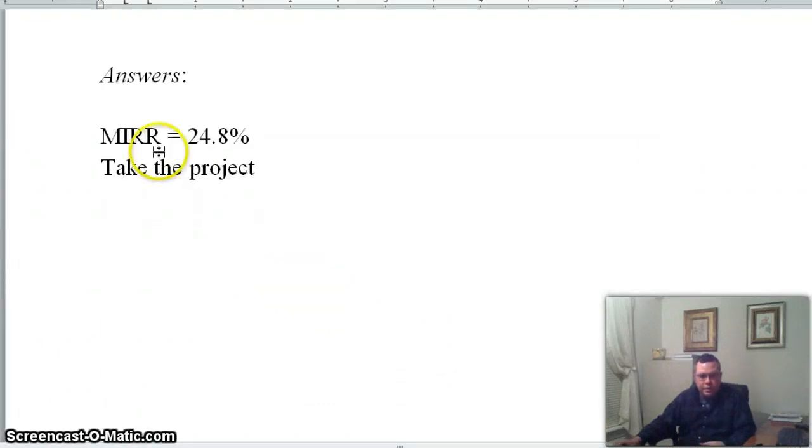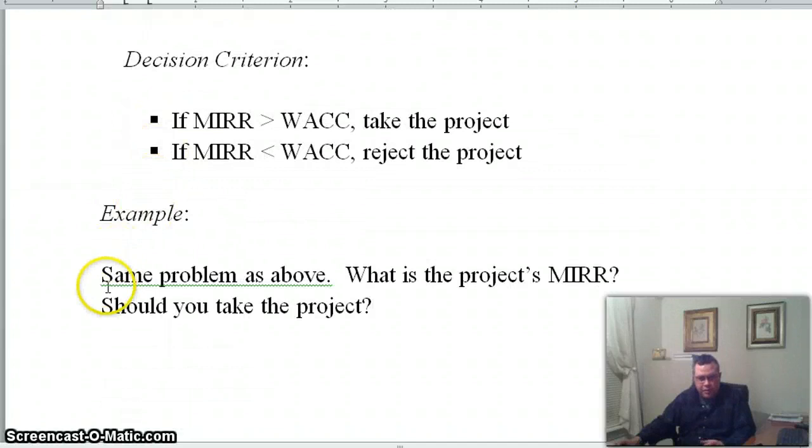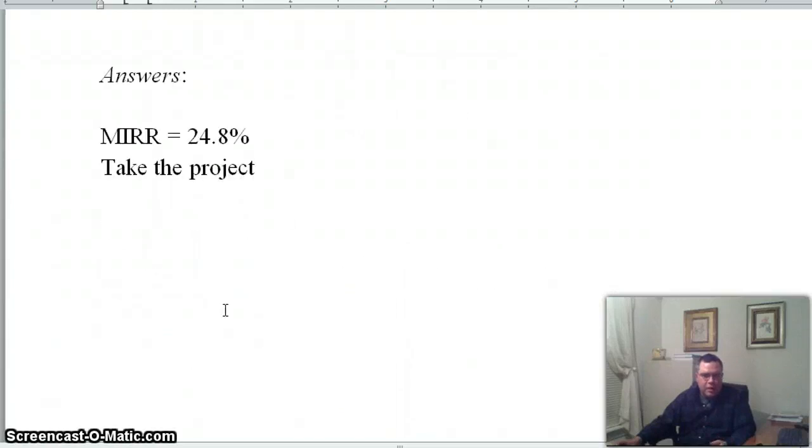Here are your answers. I'm not sure I ever scrolled down and saw the question, but it was the same question we've seen with all the other problems. What was the project's modified IRR? Should you take the project? And the answer is modified IRR 24.8% and take the project.